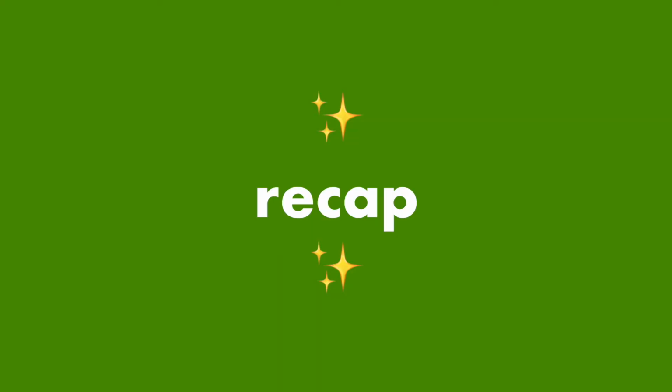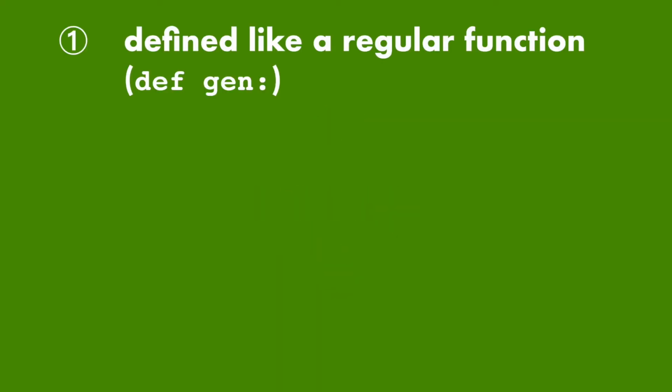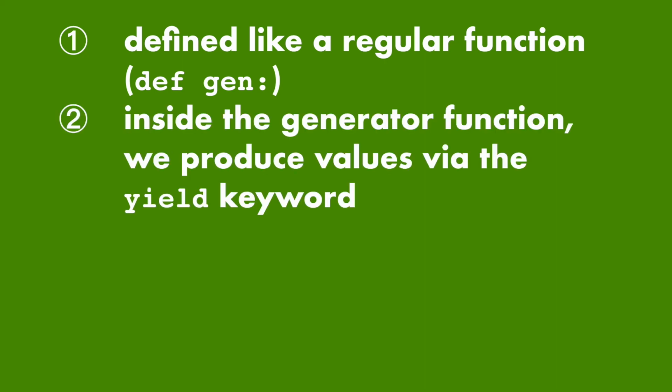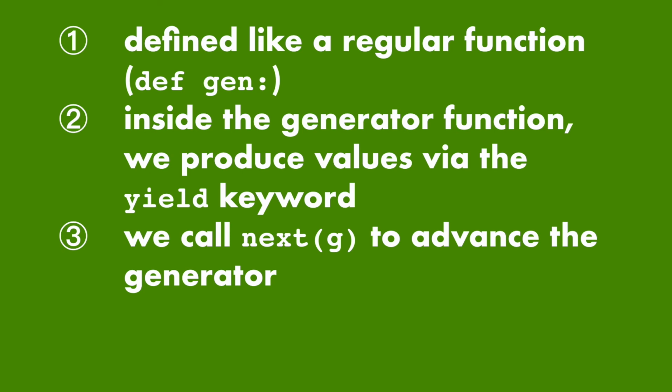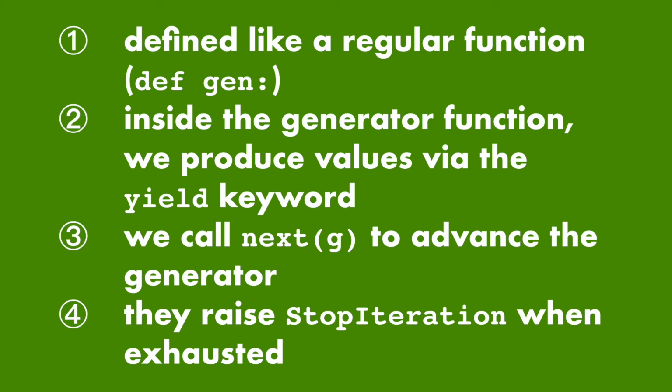Let's recap what we now know about generators. Generator functions are defined like regular functions using the def keyword. Inside the generator function, we produce values using the yield keyword. In order to advance the generator to the next yield keyword, we call next on the generator object, which is returned from the generator function. Finally, when a generator is exhausted, it raises StopIteration, which we can handle gracefully in our code.